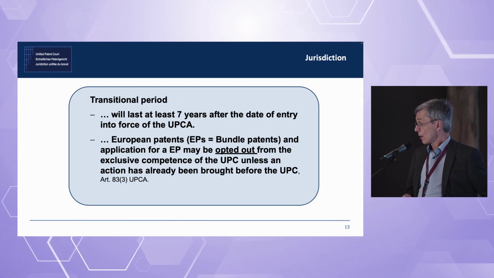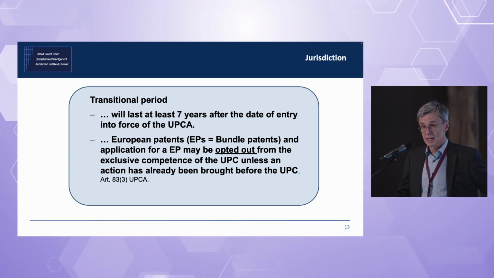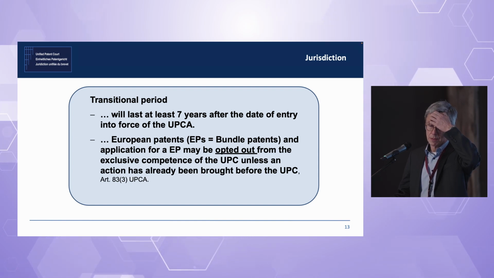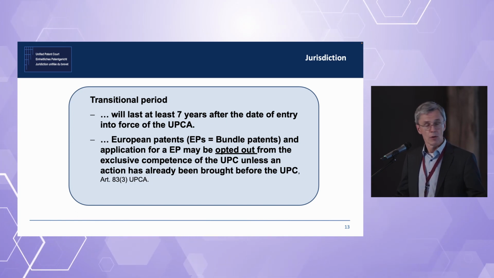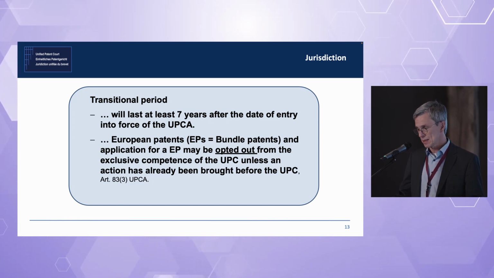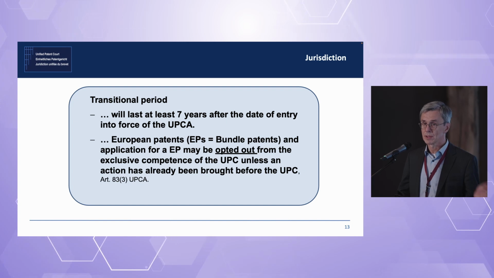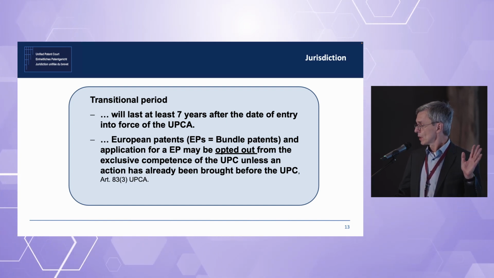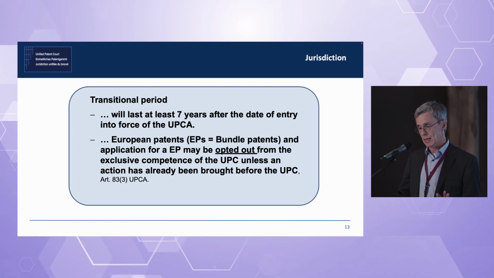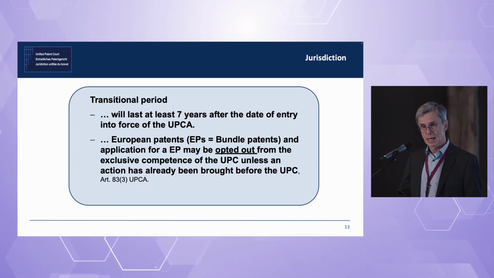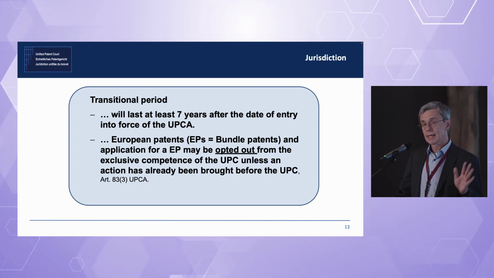Okay, that's in principle. Now, there is a transitional period in the first 7 years. So what does the transitional period mean? You have to understand, European patents have been out there now for almost 50 years. So there are existing European patents, and there may be patent owners who don't have confidence in the new system, the UPC system. So that is why the agreement allowed these owners, and also applicants for a European patent after the patent application has been disclosed, so has been published, that they can opt out the patent.